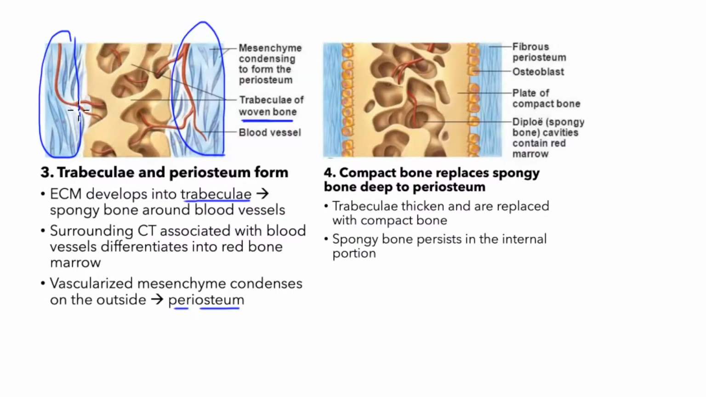It's formed by trabeculae, but then the outer portions here actually thicken and they condense and they become compact bone, which is also called lamellar bone because it's formed by lamellae. And the spongy bone persists in the internal portion, however. So you have the outsides being compact bone, the inner part being spongy bone, and this forms the pattern called diploid, which is characteristic of the flat bones that we're talking about here.